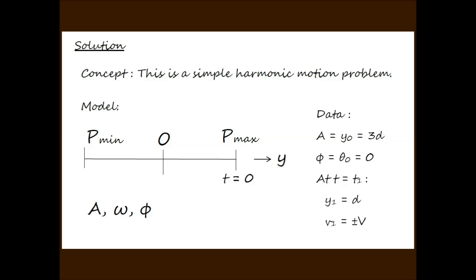Finally, we are given information at some unspecified later time. Let us call that time t1. So therefore, we will say that the position at that time is y1, which is equal to d, and its velocity at that time, v1, is plus or minus v. Notice we are not given the direction of the velocity, so we should retain the plus and minus sign.